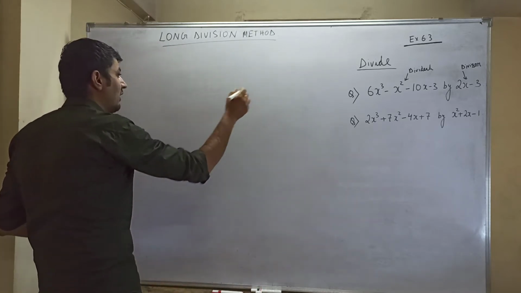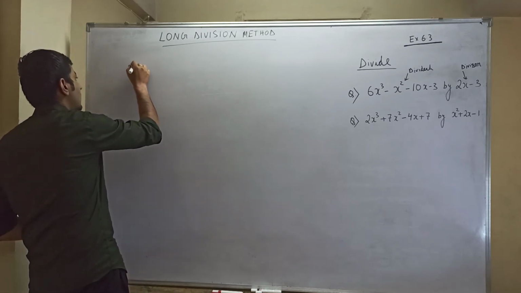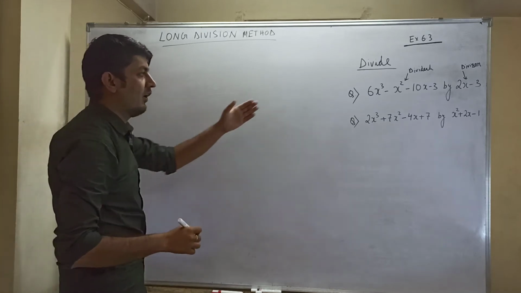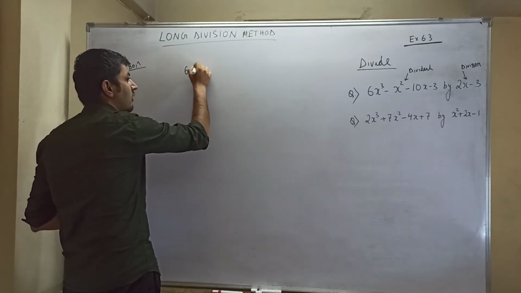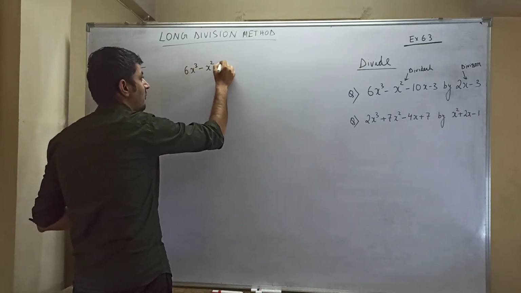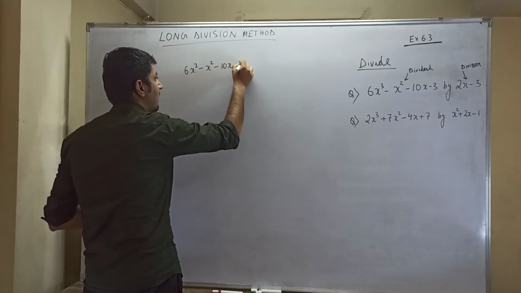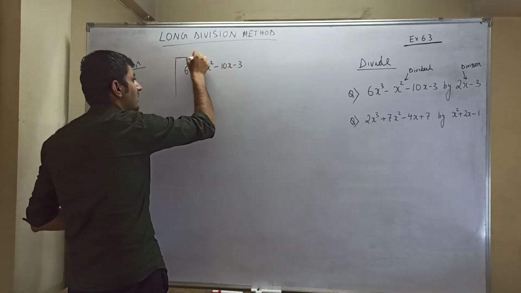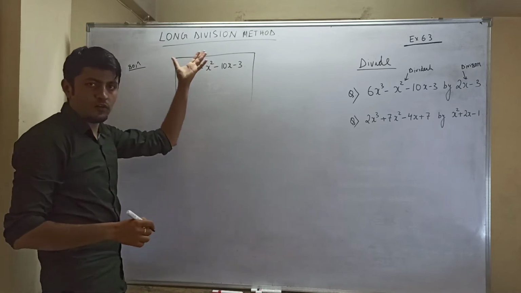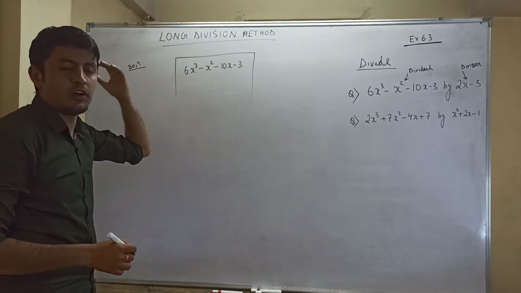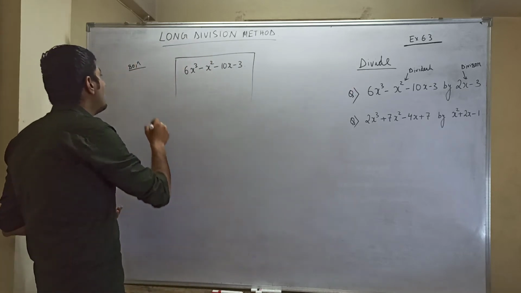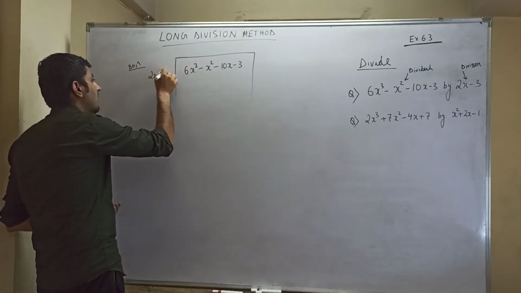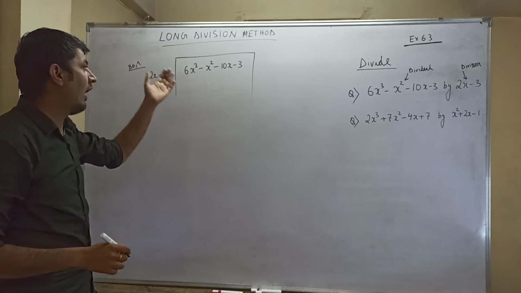So for the solution, you take the first one. You have to divide 6x cubed minus x squared minus 10x minus 3. You have to divide this expression, or you can say this polynomial, by 2x minus 3. Now see how to divide.